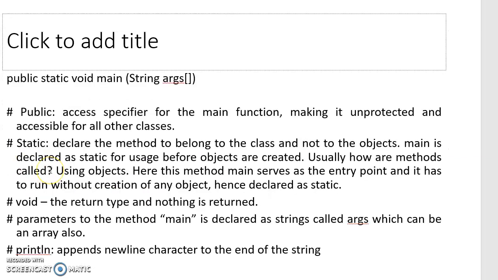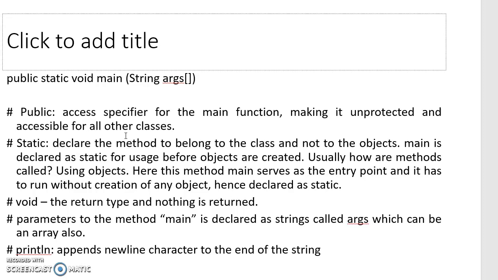Now, what is this public static void main String args? Public basically refers to the access specifier for the main function, making it unprotected and accessible for all other classes. This is about the access specifiers that we had learned in C++, like public, private, and protected. So usually the main function is declared as public.